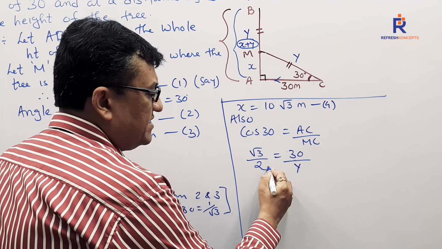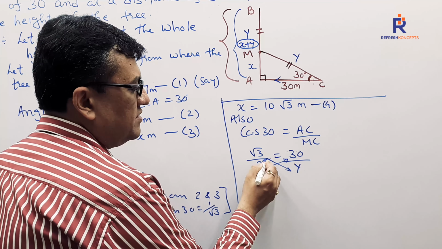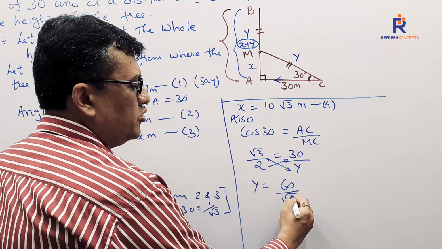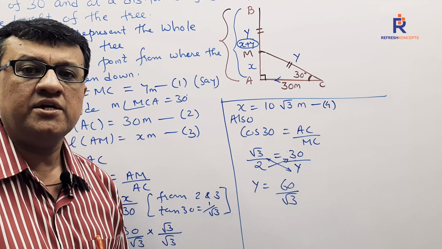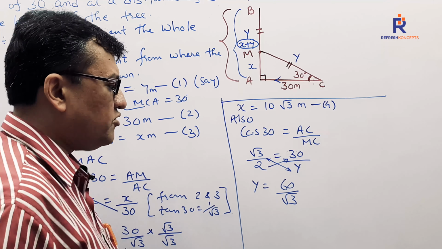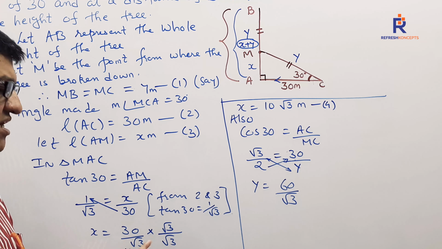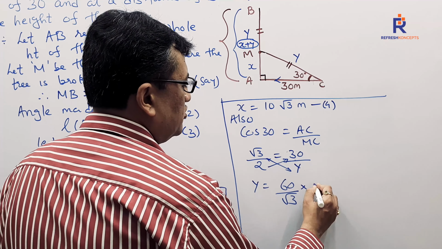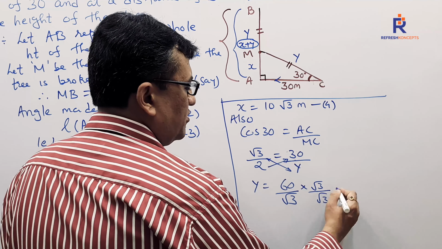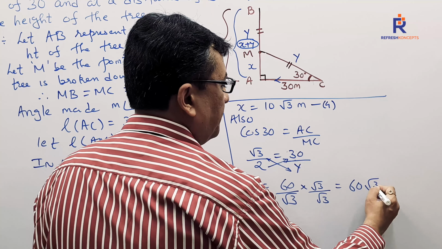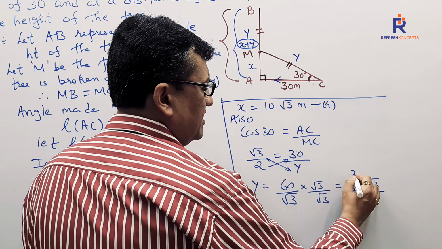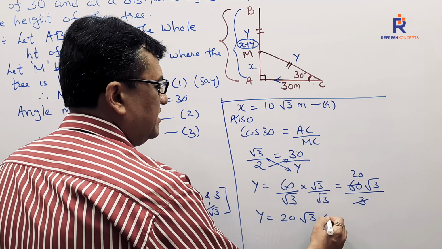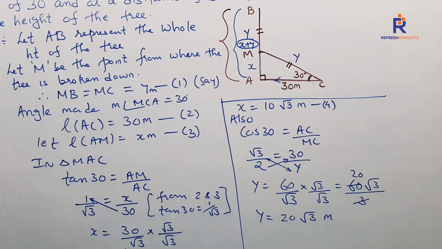So, how will I get the answer? Go for cross multiplication, children. So, Y is equal to 30 into 2, 60 by root 3. Don't you think the same thing is going to come as we have done rationalization here? We will go for rationalization into root 3, root 3. What value will I get? 60 root 3 by 3. 3 twenties are 60. So Y is equal to 20 root 3 meter.